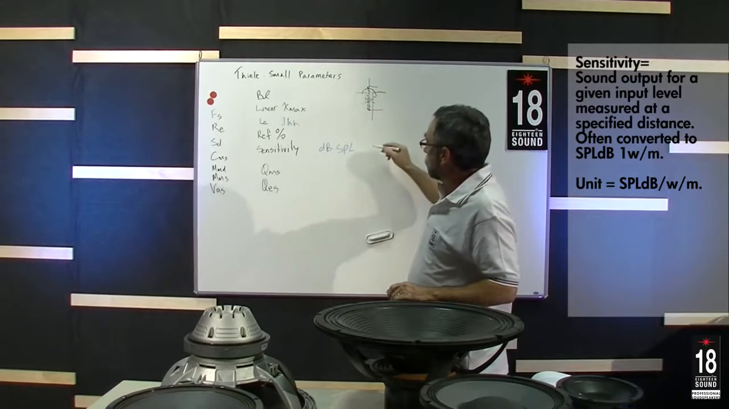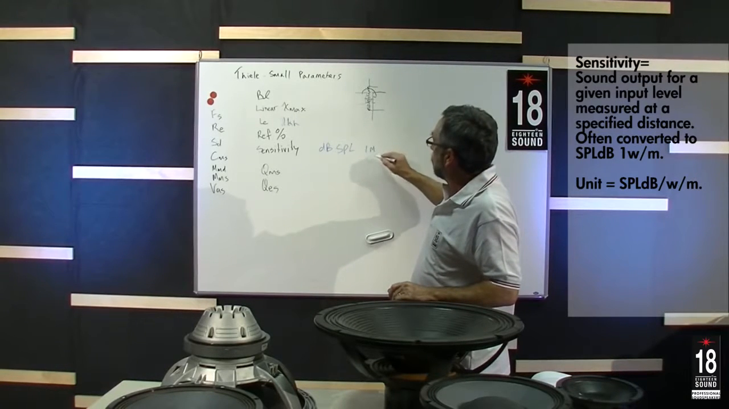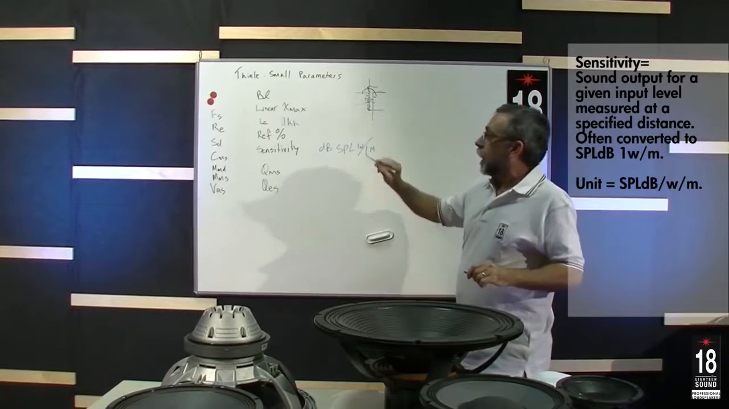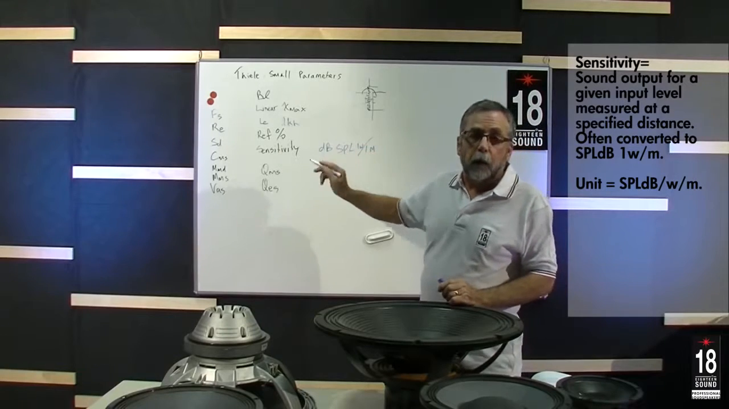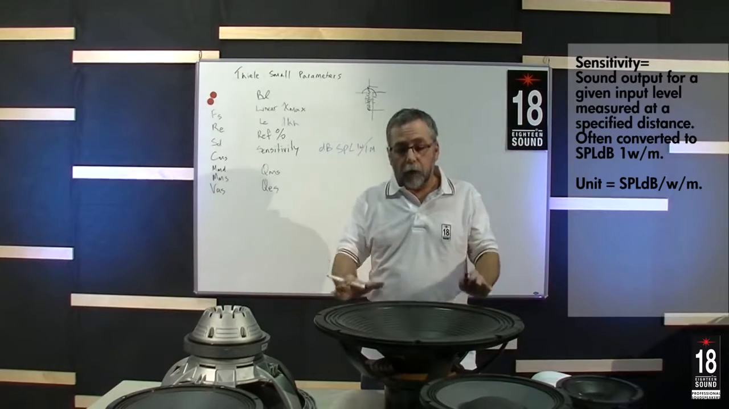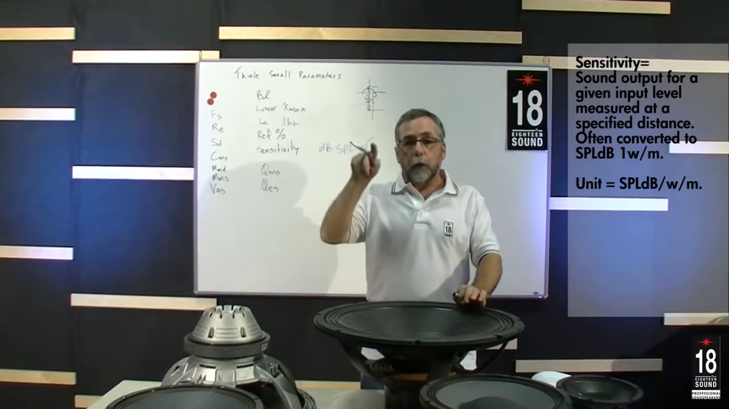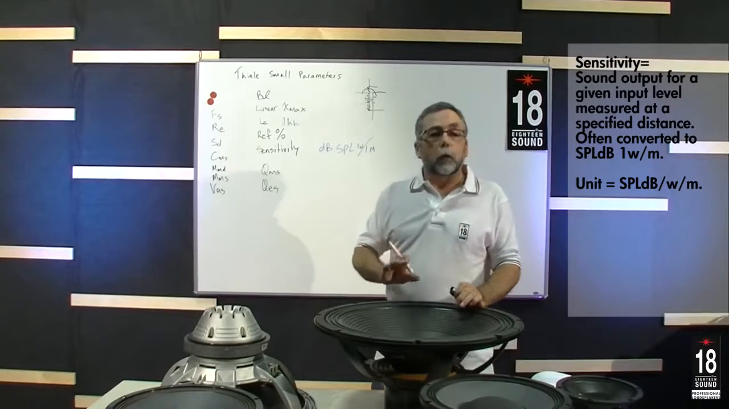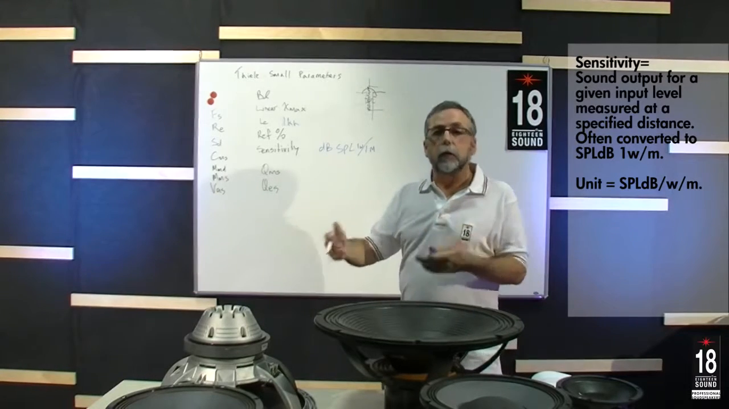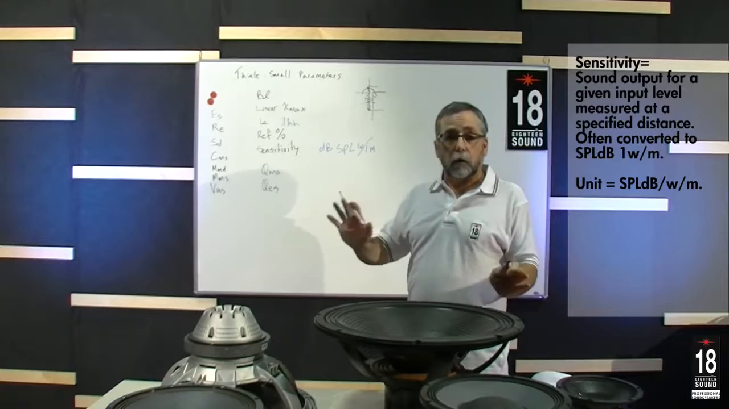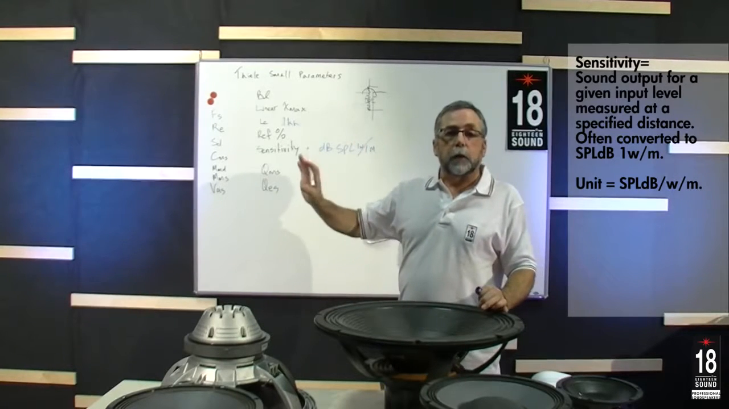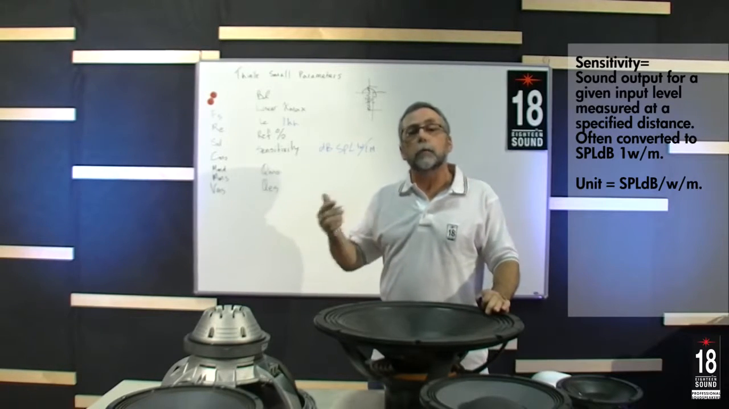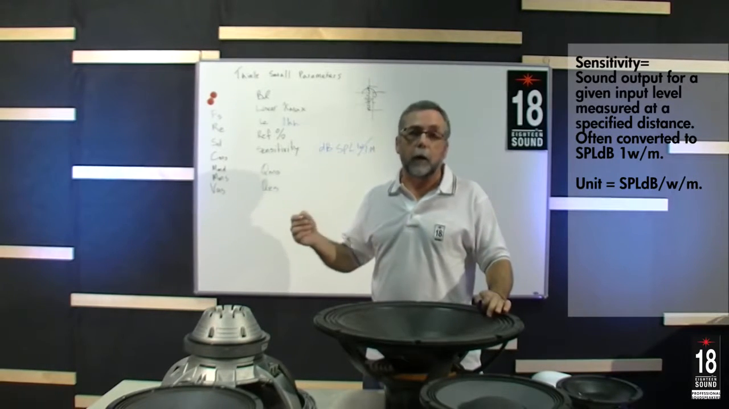We want to define a distance. Typically we will use 1 meter, and power, 1 watt. So you'll see SPL, watt, meter. This does not mean that we measure every loudspeaker with 1 watt and a microphone at 1 meter. But for the specification sheet, we will convert so that we have a standard and we can compare different loudspeakers. So, hypothetically, I'll measure one loudspeaker with 10 watts at 10 meters and convert that to what sound pressure would be with 1 watt and 1 meter.